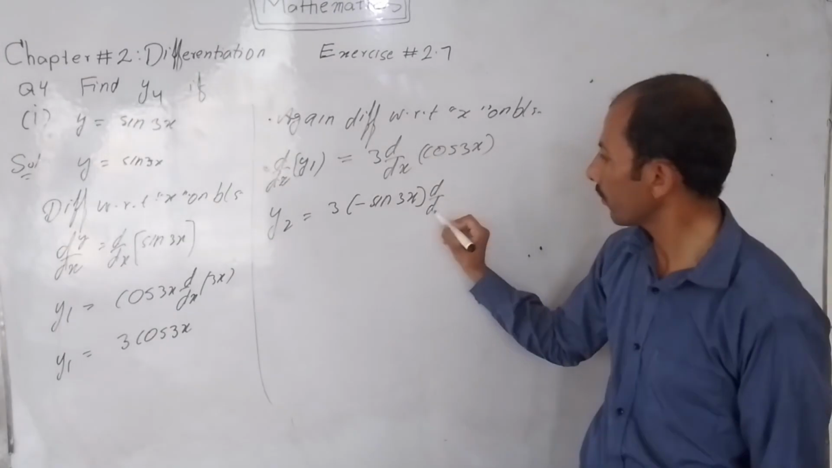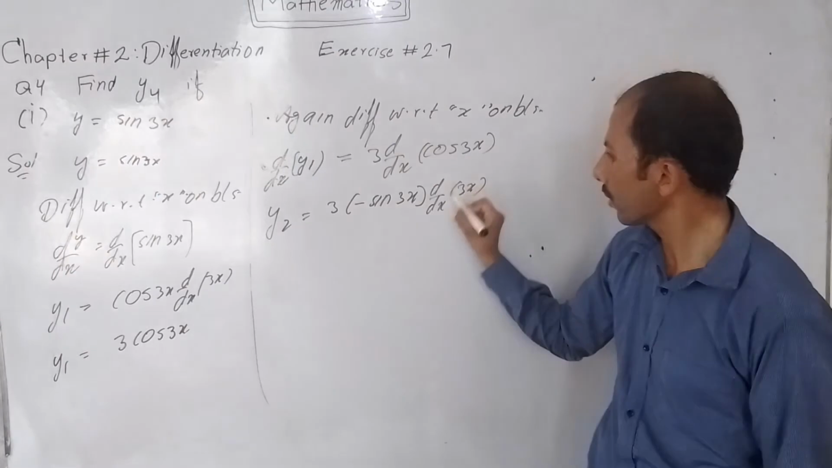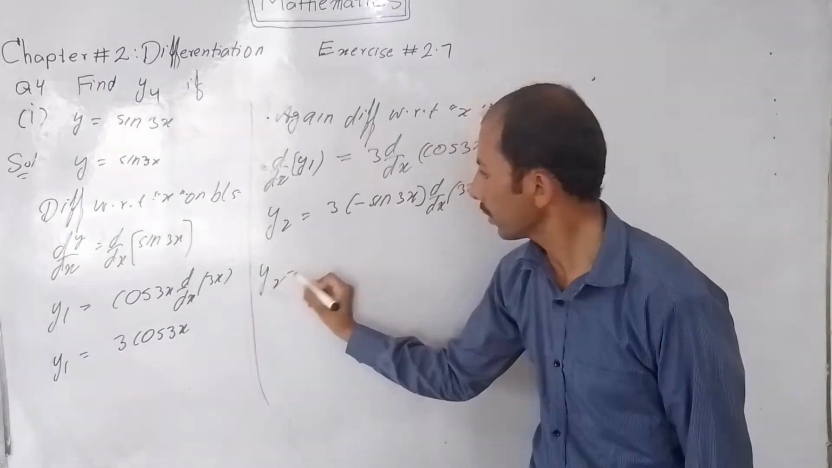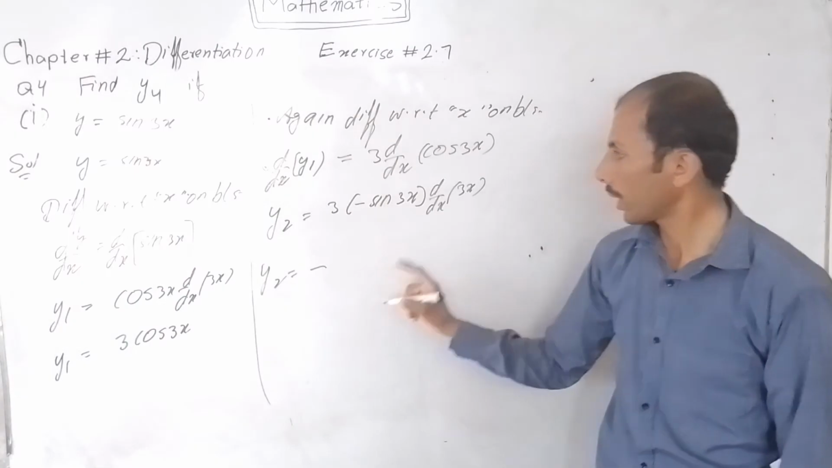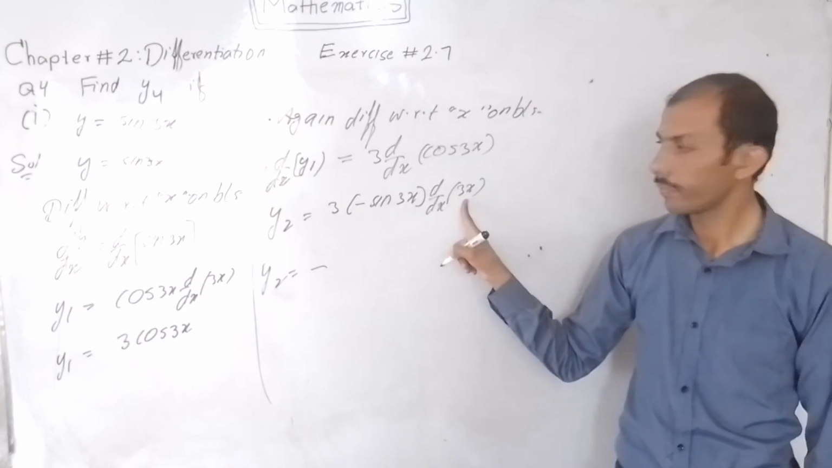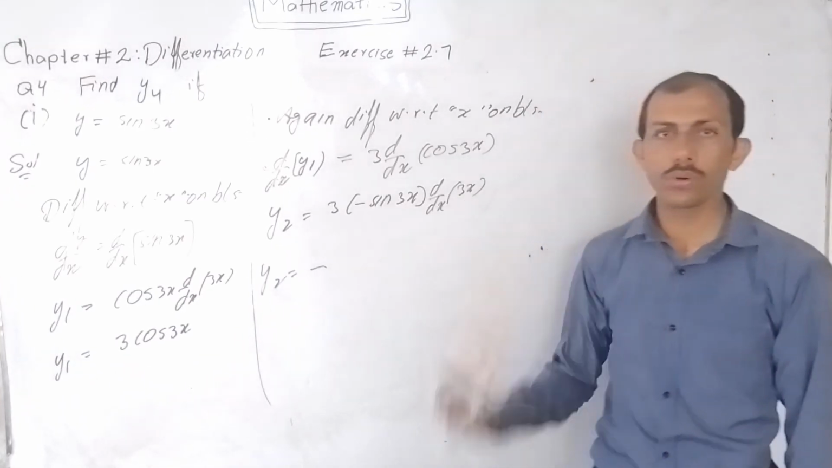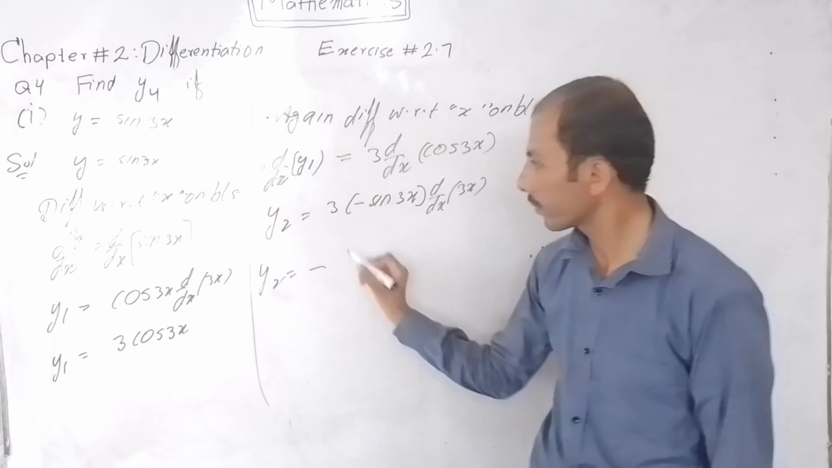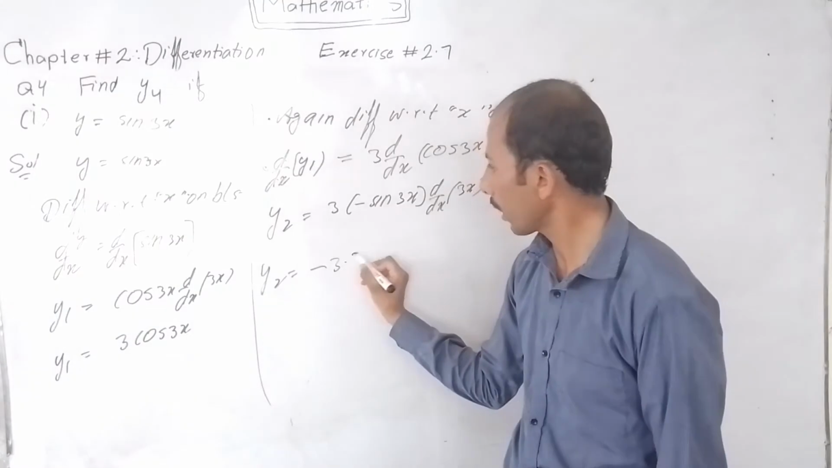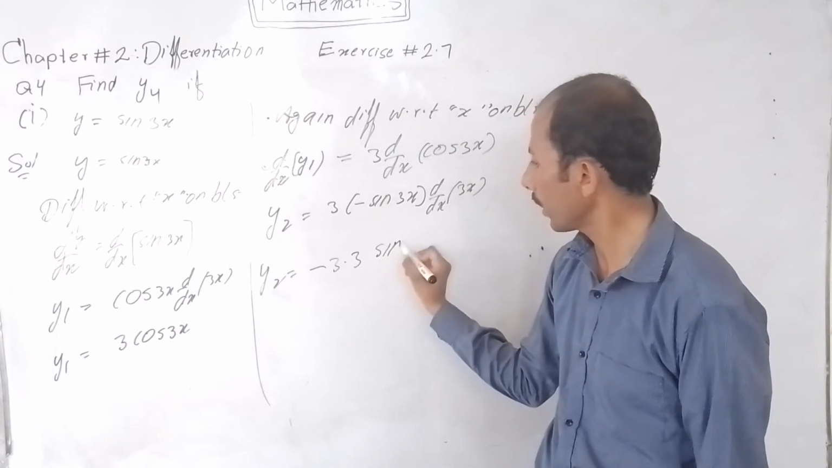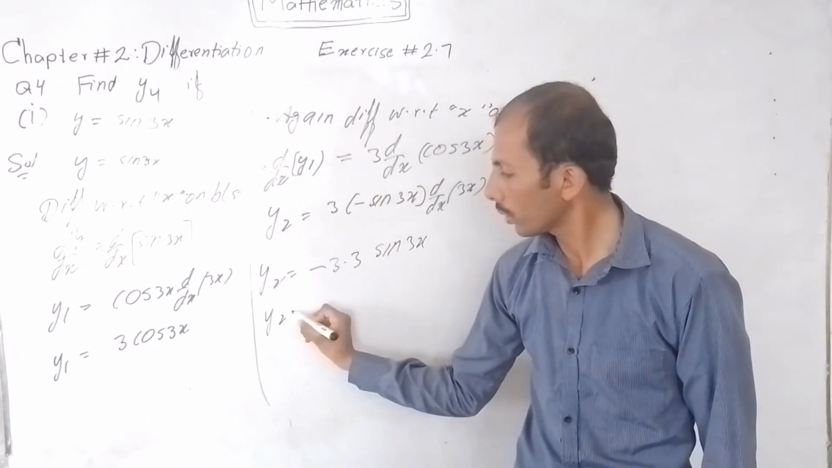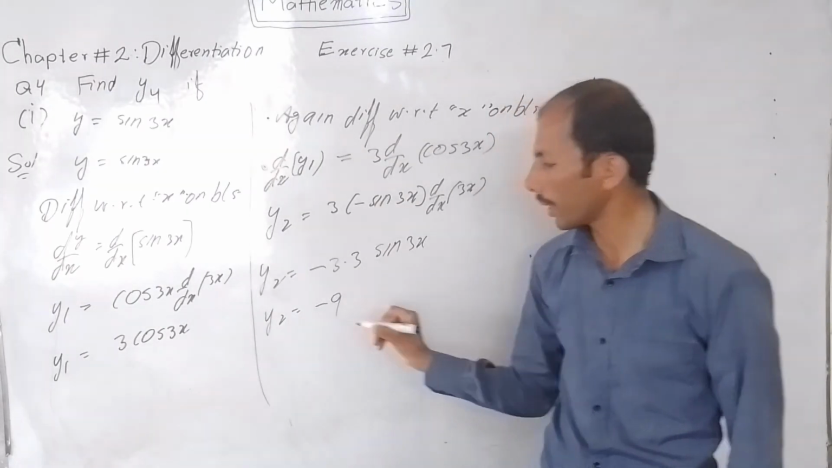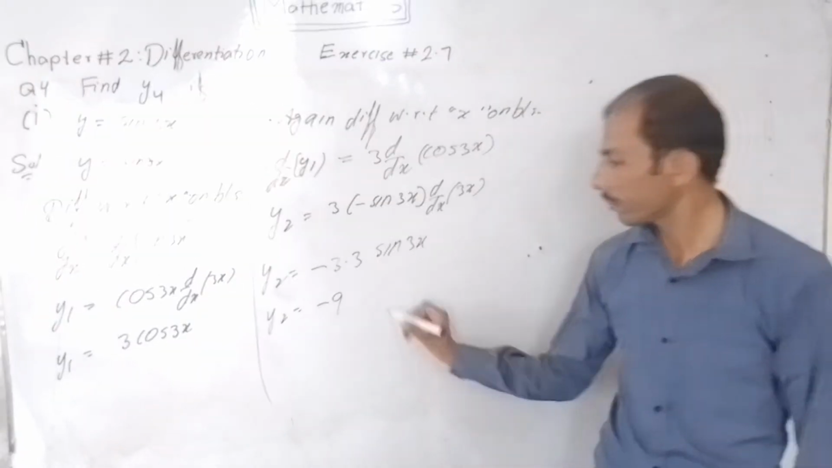Again, the derivative of the function 3x. y2 is equal to minus, the derivative of 3x with respect to x is equal to 3. So 3 times 3 is 9 sin 3x. y2 is equal to minus 9 sin 3x.